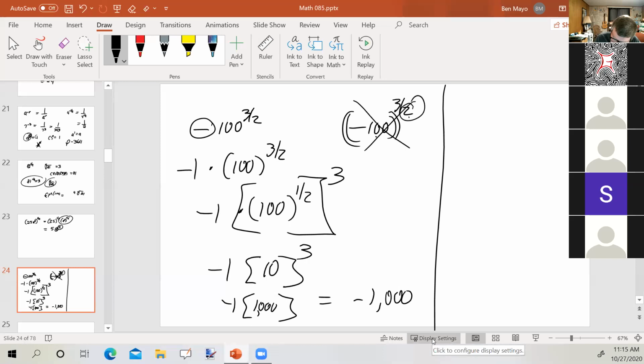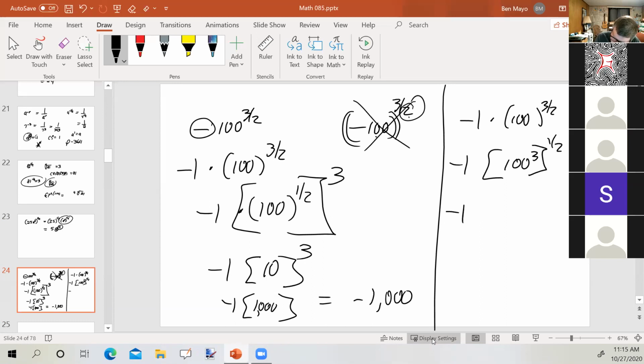Now, I'm going to go back and instead do the power and then the root. So I could do it this way. I could say, well, what's 100 cubed? And then to the 1/2 power. Well, what's 100 cubed? That's a big number, isn't it? I think you're going to have 6 zeros.